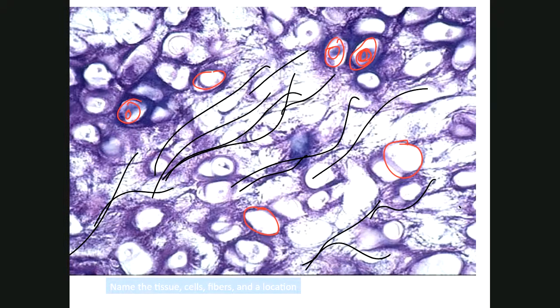This is elastic cartilage. And elastic cartilage has lacunae. The cells are chondrocytes, and it's found only in two places, epiglottis and the ear. And the function is flexibility of the structure.